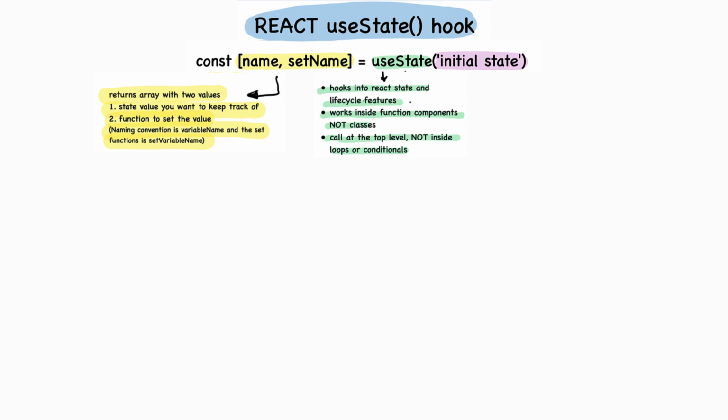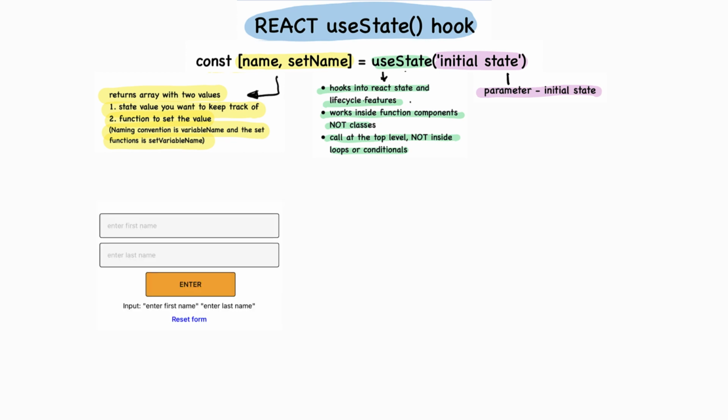It works inside functional components, not classes, and it has to be called at the top level of the component, not inside loops or conditionals. Lastly, it takes a parameter to set the initial value of our variable. Let's walk through an example where you can code along with me.